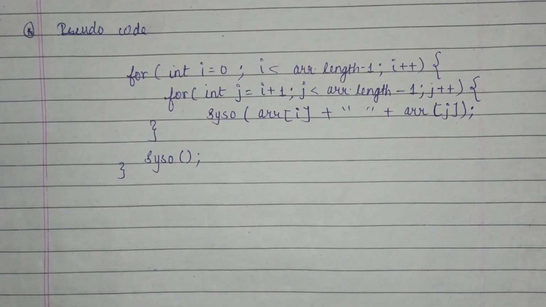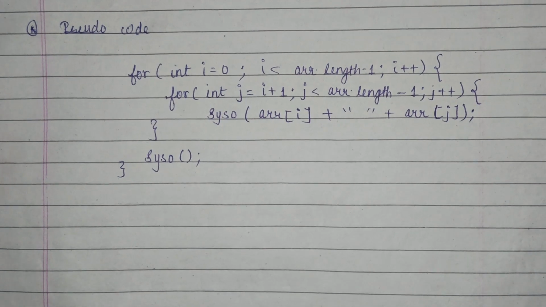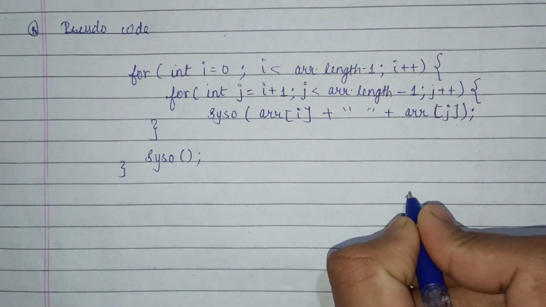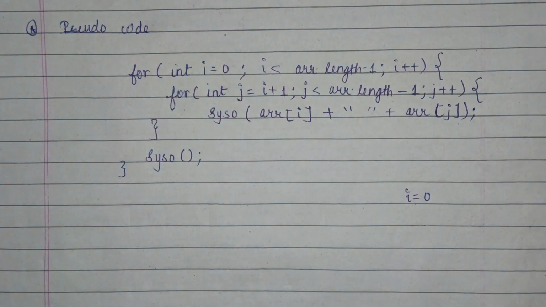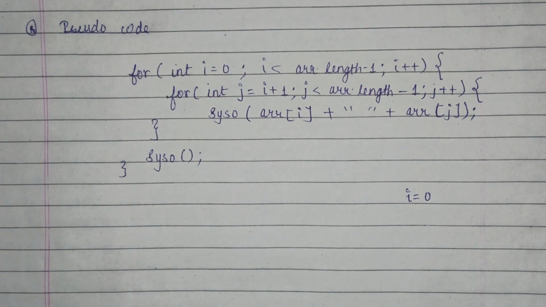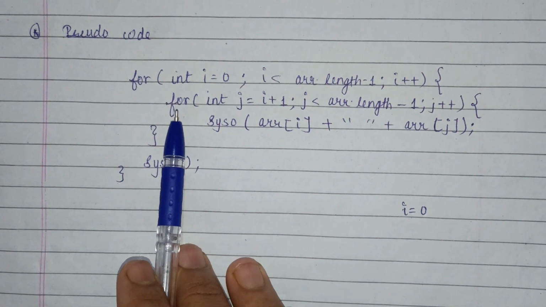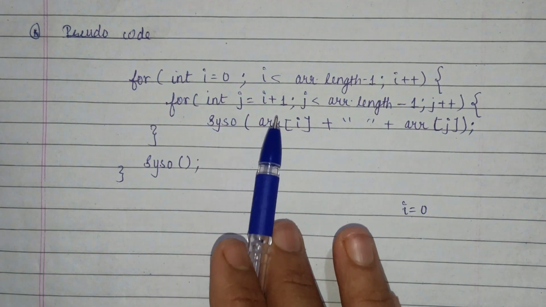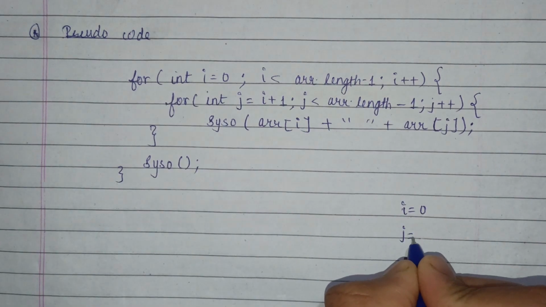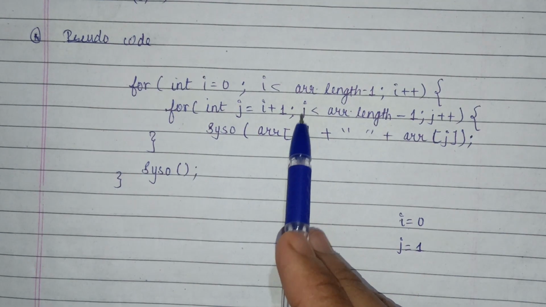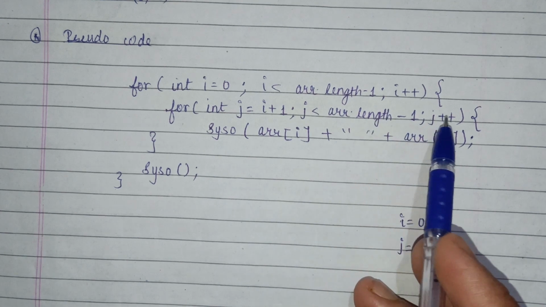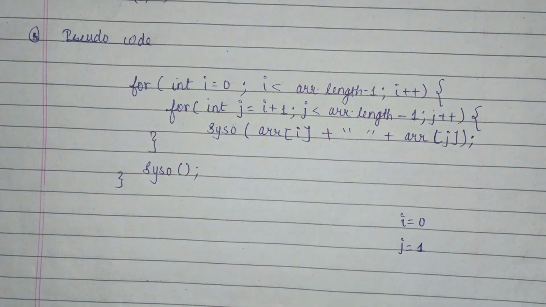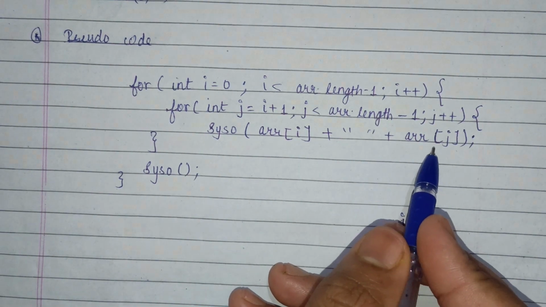So i's current value is 0, and i should be less than array length. Obviously i will be less than array length, and it will enter into the inner for loop, and j's value is i plus 1. i's value is 0, 0 plus 1 will be 1. Okay, and it will check the condition, is j less than array length. Obviously yes, and it will print array of i and array of j.